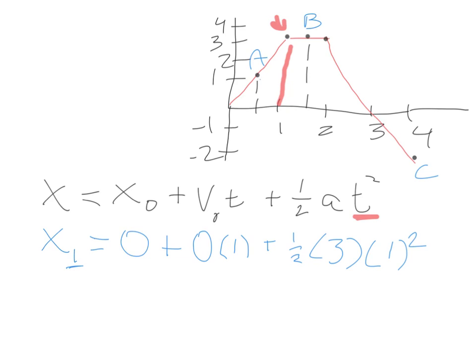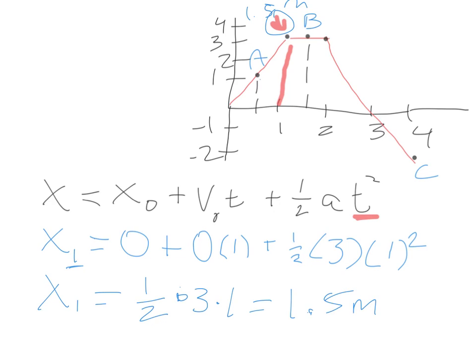So I'm just going to say that the position at 1 second is 1/2 times 3 times, well, 1 squared is 1, and so we just get 1/2 of 3, which is 1.5. So the position, as I said, right here is 1.5. Let's just be legit and put meters on there. So we're actually going to use that.